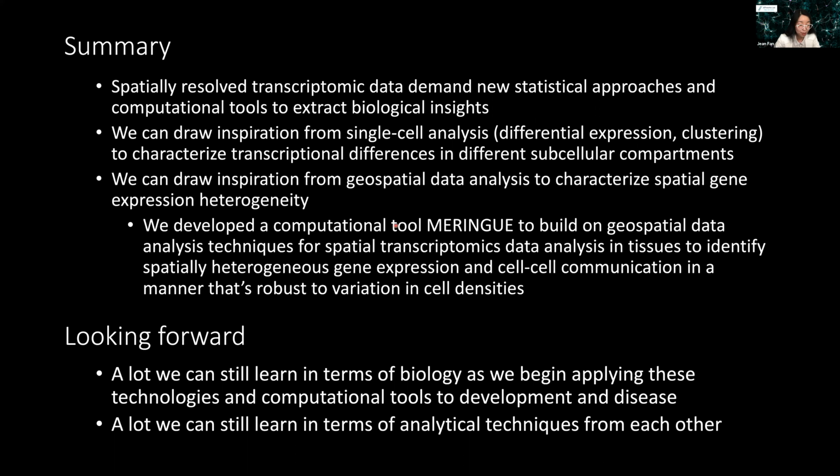And I think looking forward, there's just a lot that we can learn in terms of the biology as we begin applying these technologies, but also these computational tools, to different biological systems, and particularly in development and also in diseases like cancers. And of course, there's a lot that we can also learn from each other in terms of analytical techniques when we look across these disciplinary divides.